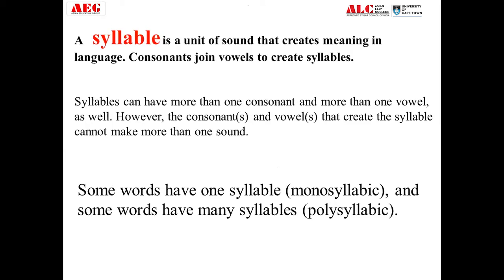Now let's move on to the components of speech that we can talk about. A syllable is a unit of sound that creates meaning in language. Consonants join vowels to create syllables. Syllables can have more than one consonant and more than one vowel as well. However, the consonants and vowels that create the syllable cannot make more than one sound.